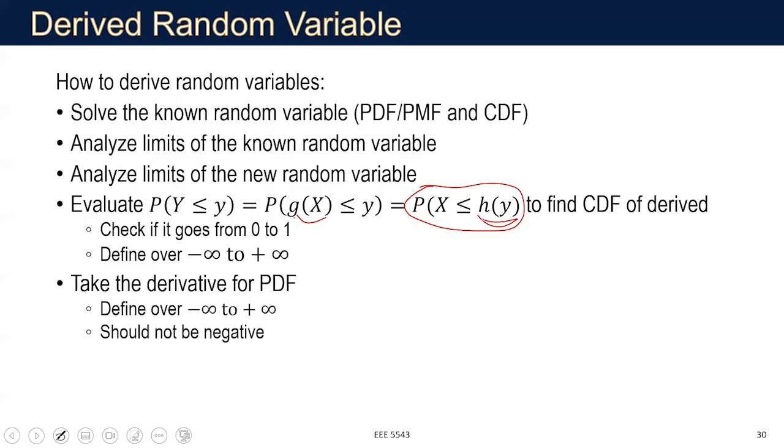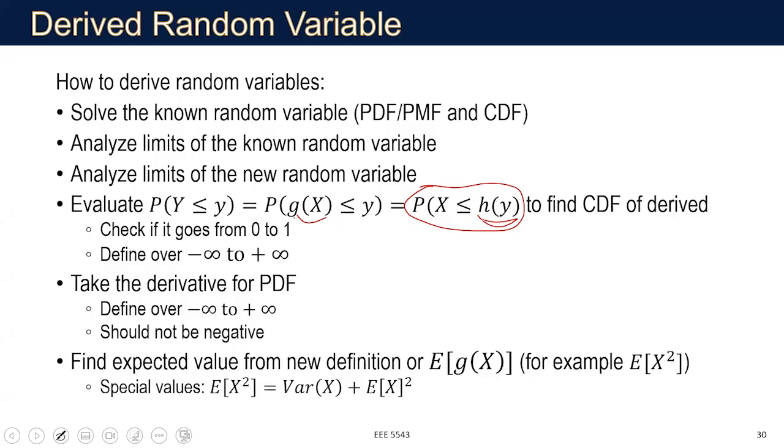Then we can find our probability density function. Once again, we'll do some sanity checks, make sure that it is defined from negative infinity to infinity, that it's not negative, and everything's set. And then we just do some math to find expected values and variances. And recall that there's a special case, the expected value of x squared. We very rarely need to compute that because if we know the variance and we know the mean, we know what the expected value of x squared is.